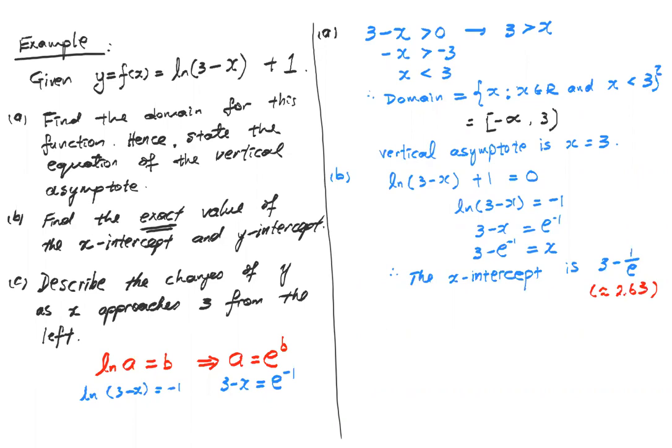Okay, let's look for our y-intercept. So I put f(0), which is ln 3 plus 1. So therefore, the y-intercept is ln 3 plus 1. Okay, can someone use your scientific calculator to count the approximate value for this one?